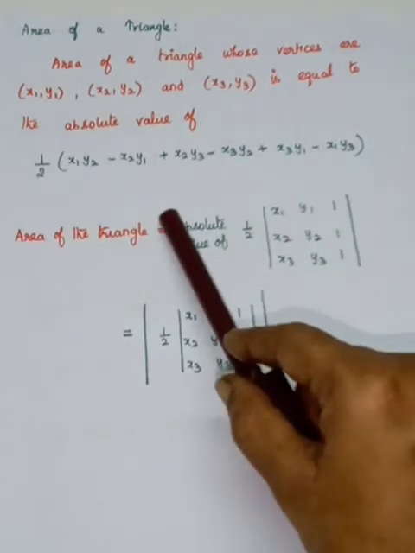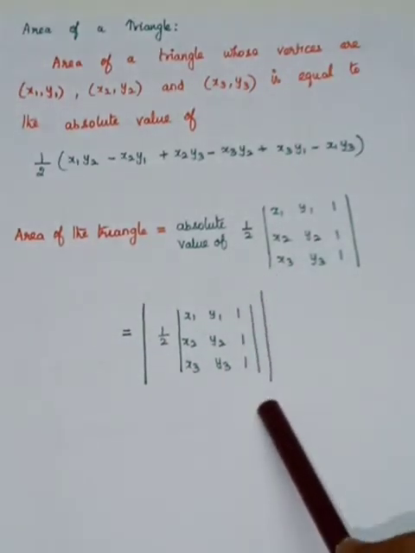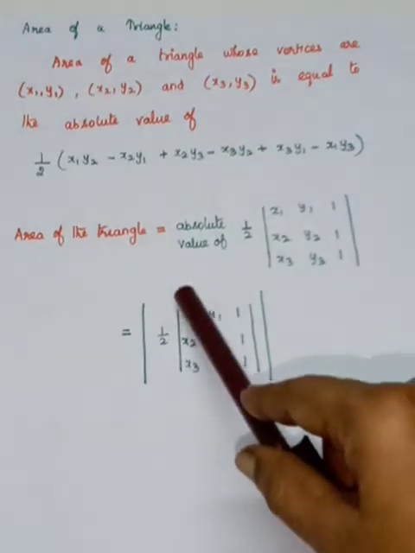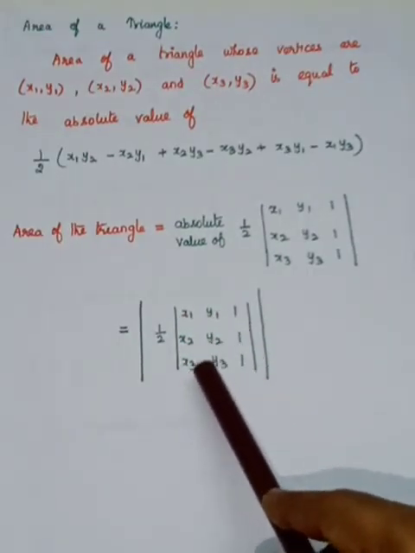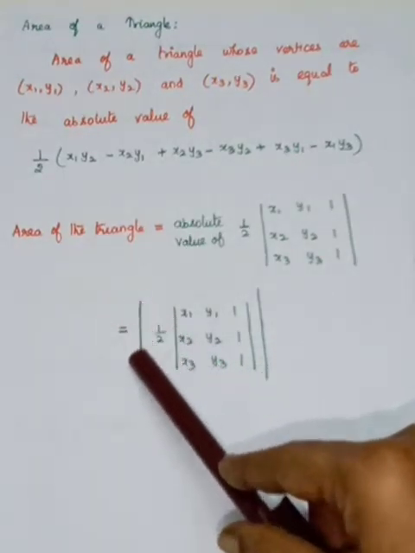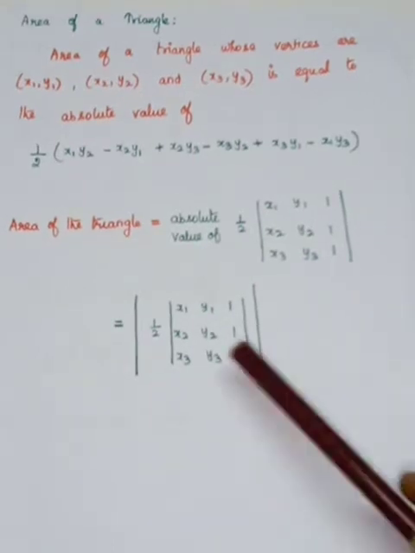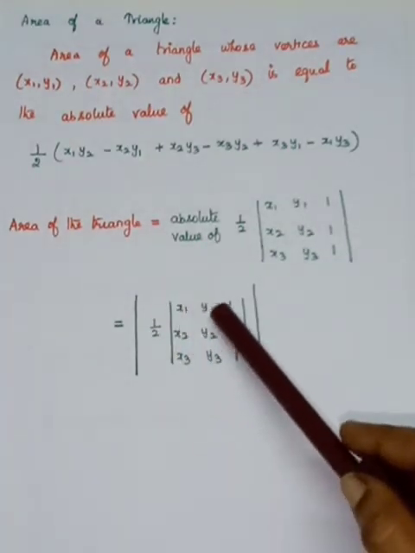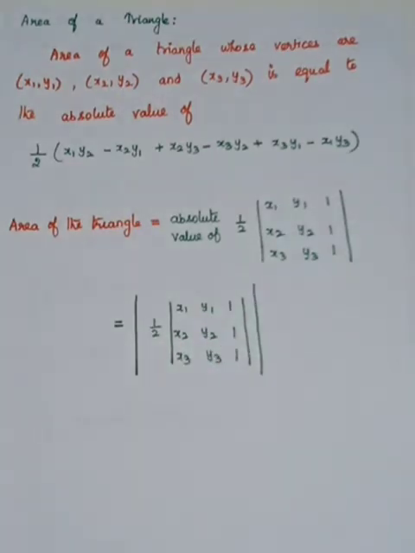So the area of the triangle formula is the absolute value, modulus of half into determinant x1, y1, 1, x2, y2, 1, x3, y3, 1.